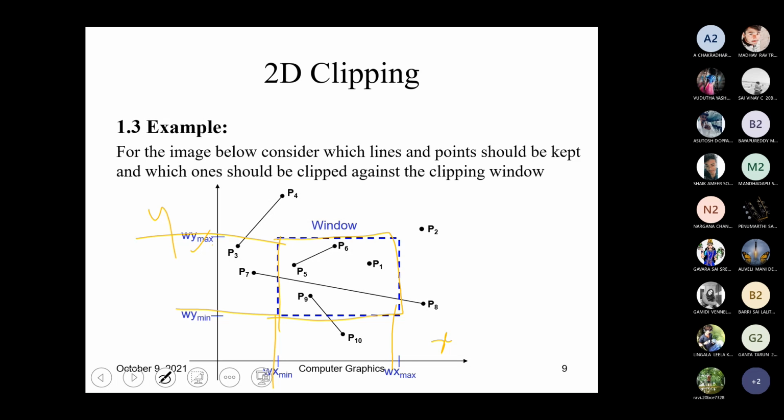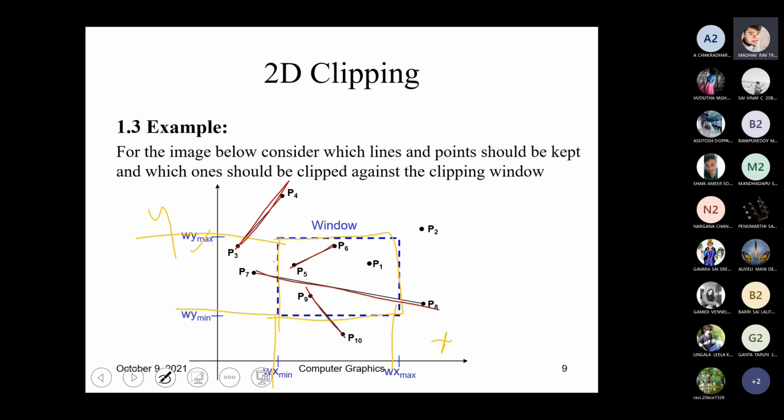Only what is inside the window you will be able to see. Outside the window you will not be able to see. So even in this you have a line here, a line here, a point here, and a line here. Anyone can tell what you will get after clipping.